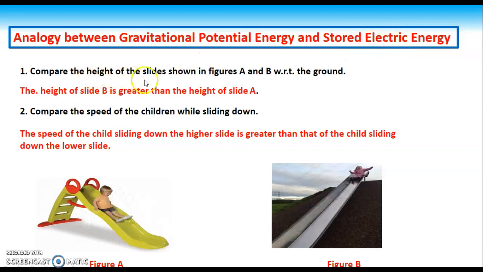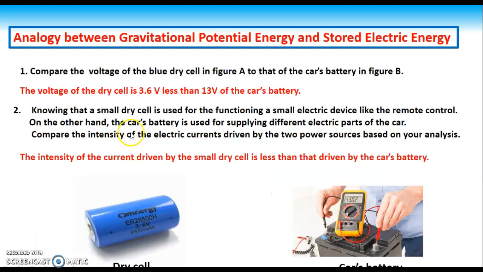If we compare the height of the slides shown in figures A and B with respect to the ground, we find out that the height of the slide in figure B is greater than the height of the slide in figure A. Compare the speed of the children while sliding down. The speed of the child sliding down the higher slide for sure is greater than that of the child sliding down the lower slide. So what does this have to do with electricity?